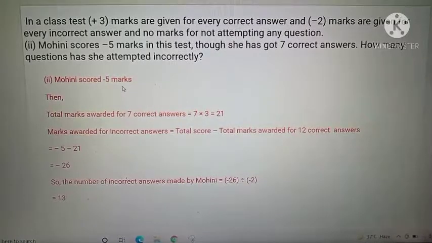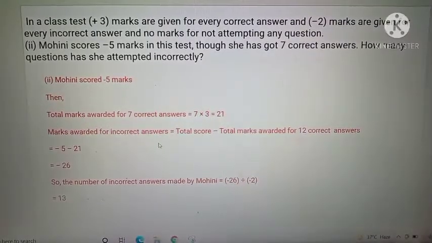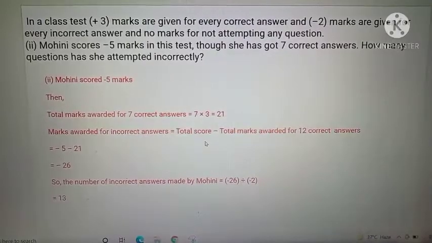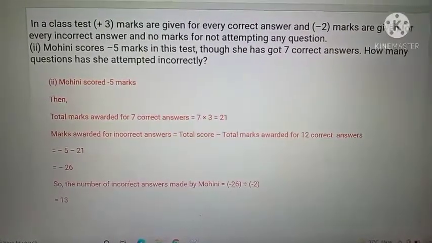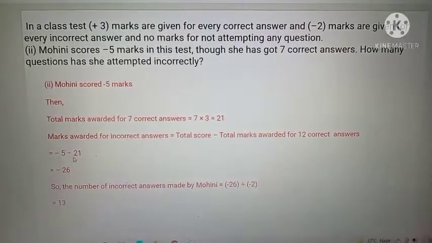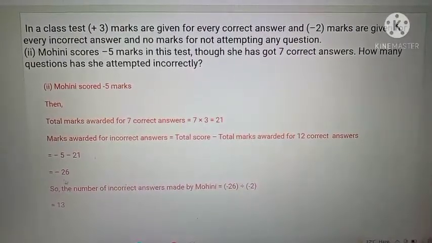Mohini scored minus 5 marks. So total marks awarded for 7 correct answers is obviously 7 into 3, 21. Marks awarded for incorrect answers, again total score minus total marks awarded for 7 correct answers. That is minus 5 minus 21. It's equal to minus 26.